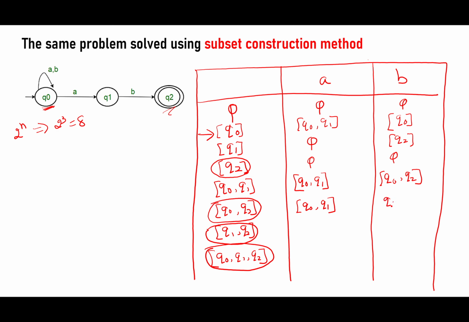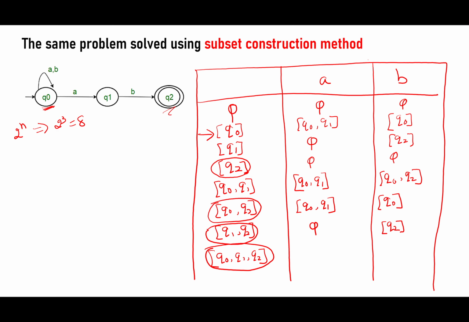Q0 comma B is Q0. Then Q2 comma B, there is no transition. So only Q0. Then Q1, Q2. So here Q1 comma A, there is no transition. Then Q2 comma A also there is no transition, so it is null. Then Q1 comma B, there is a transition to the Q2. Then Q2 comma B, there is no transition.